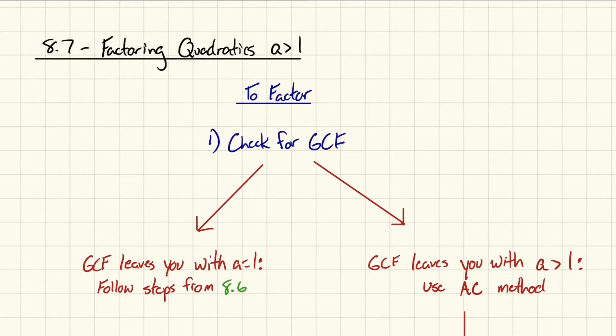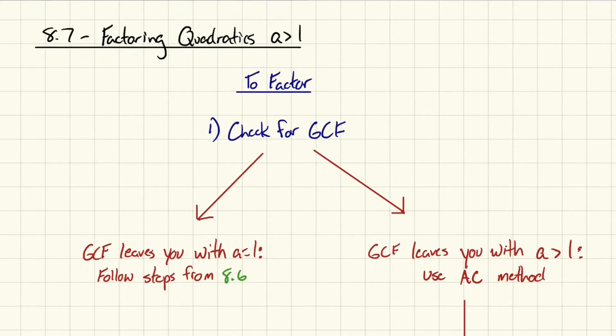The second road that we travel down is after we take a greatest common factor, we still have our lead term greater than 1. Or maybe we can't take a greatest common factor, so we just have this quadratic that has a number out in front, a 2, a 3, a 4, something out in front that we have to deal with. If that happens, we're going to use something called the AC method.